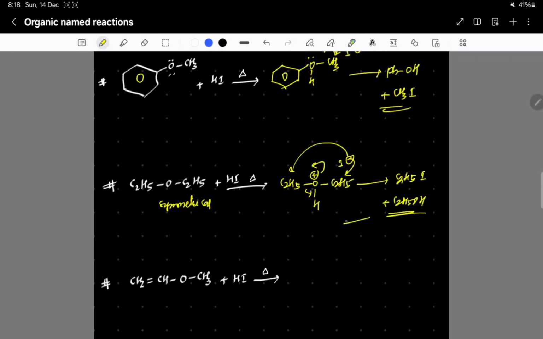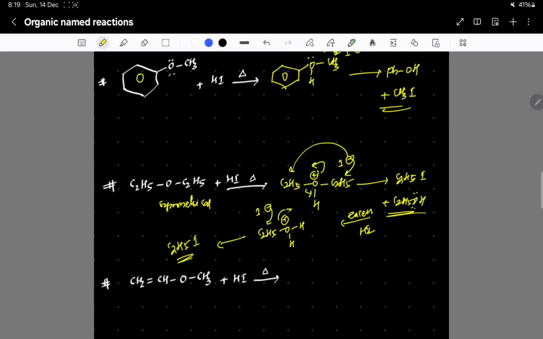So HI is given in excess, right? If I am adding excess of HI, now what will happen, student? Again the oxygen has a lone pair and undergoes protonation, so this is OH2+. Now this is a very good leaving group, then I- will attack, and so finally you will get C2H5I as the possible product, right?